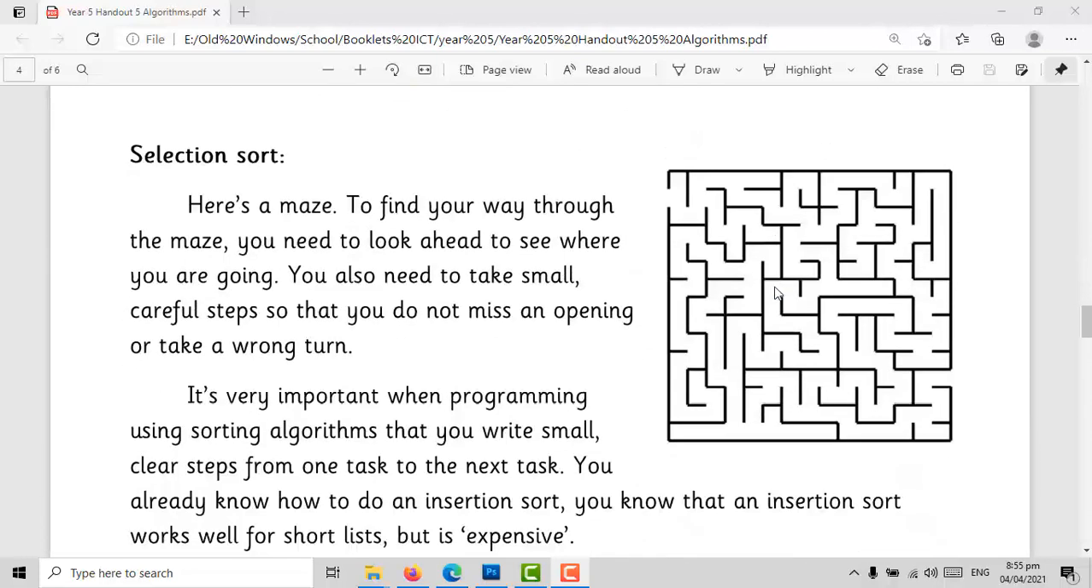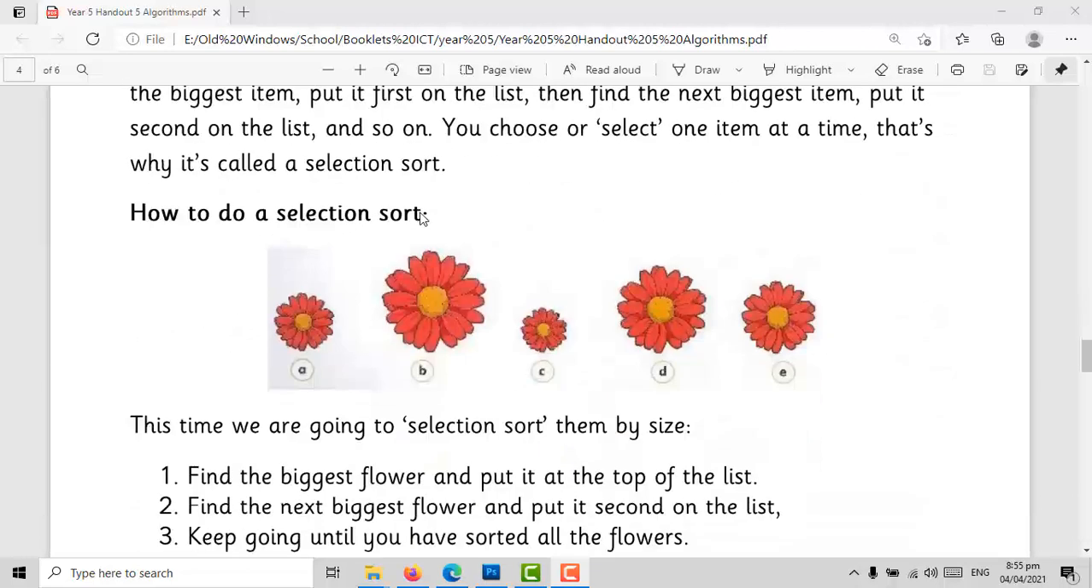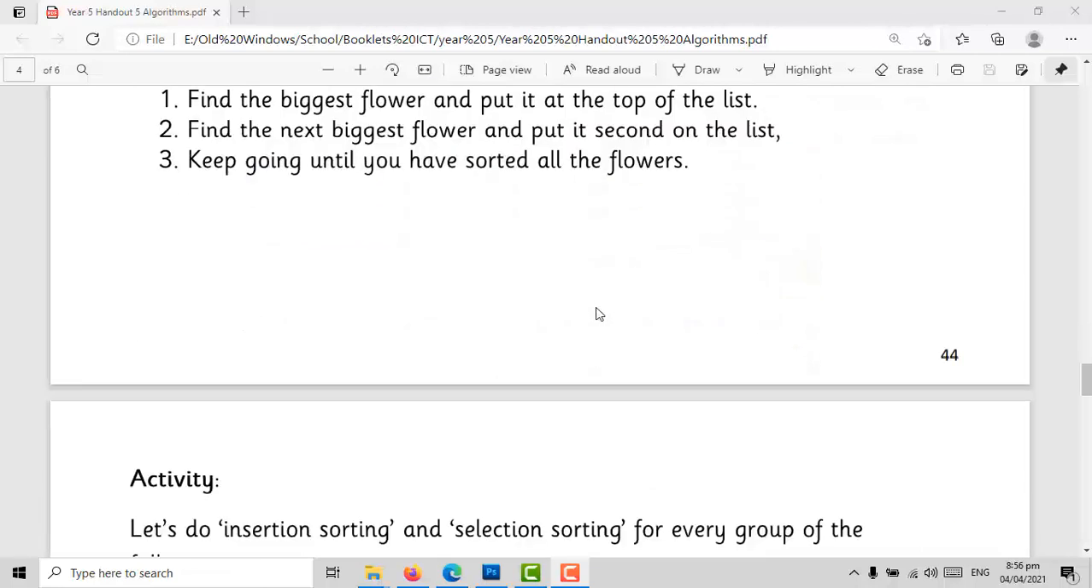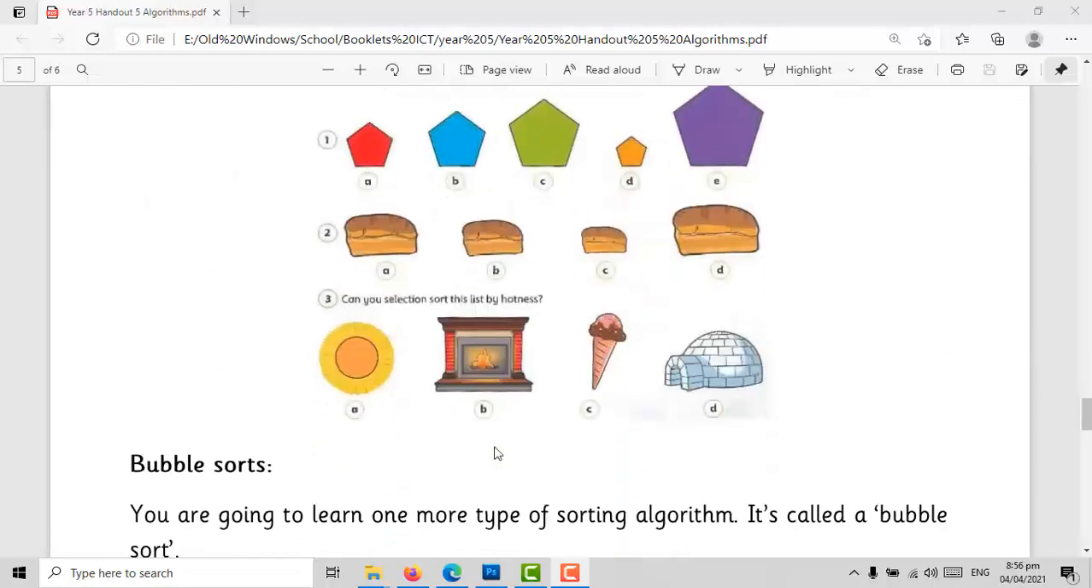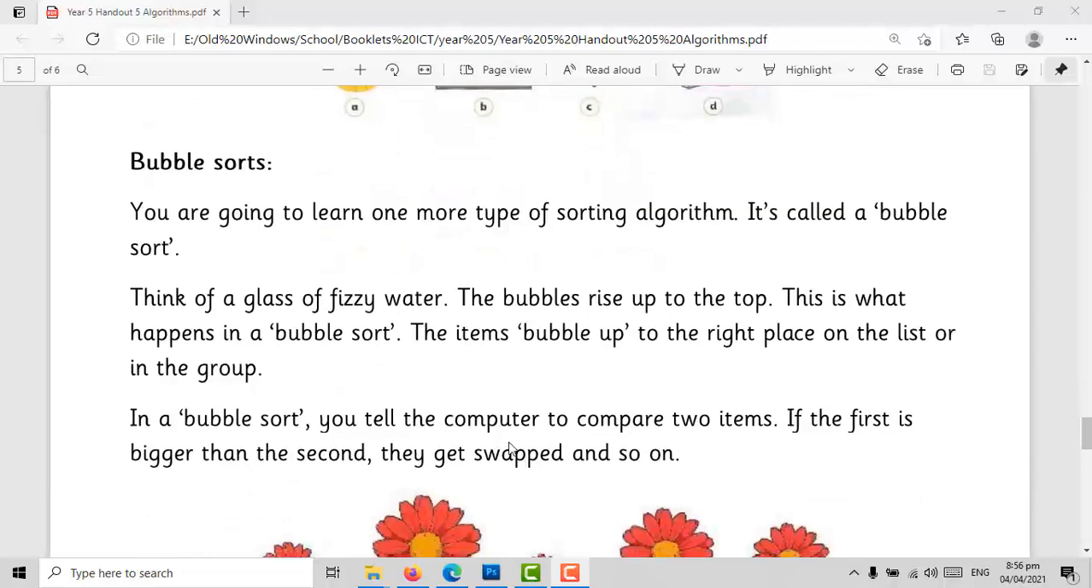Now the next type of sorting that we studied is the selection sorting. In the selection sorting, you basically find the biggest flower and put it at the top of the list. Now next, find the next biggest flower, which is this one, and put it second on the list, and so on until you're done sorting your list. And then we've gone through this amazing activity. You guys did it. And the last type of sorting which we are going to study today is bubble sorting.